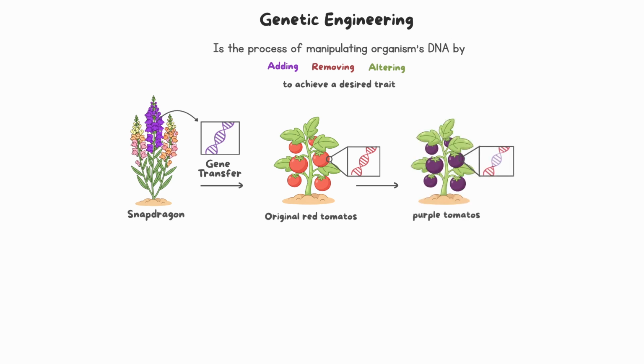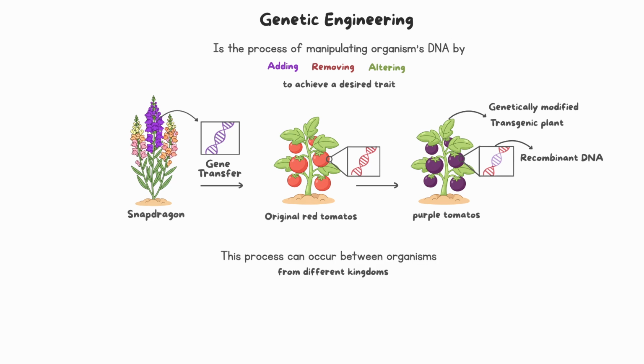Once a new gene is added into the DNA, it's now called recombinant DNA, and the organism itself is known as a transgenic organism or genetically modified organism. Gene transfer is not confined to specific organisms. It can actually occur between different organisms from different kingdoms, like between plants and bacteria, or even bacteria and humans.